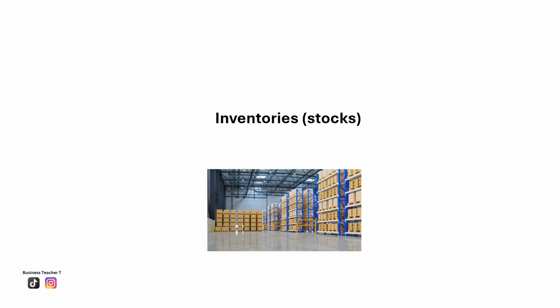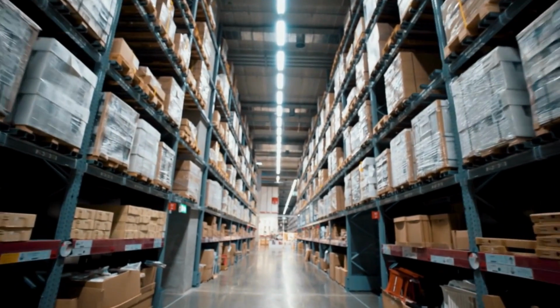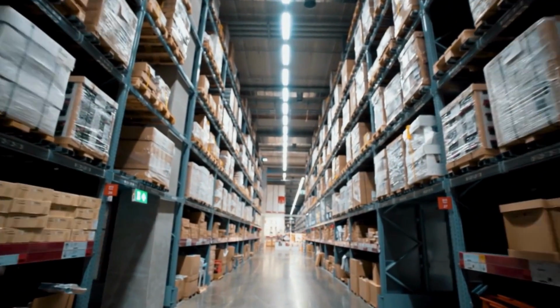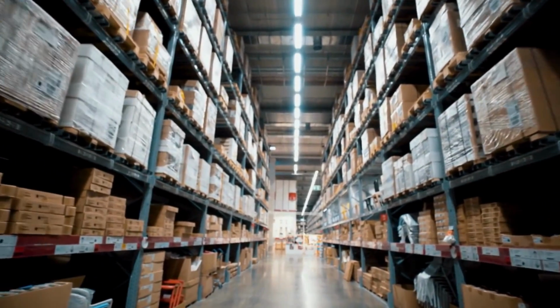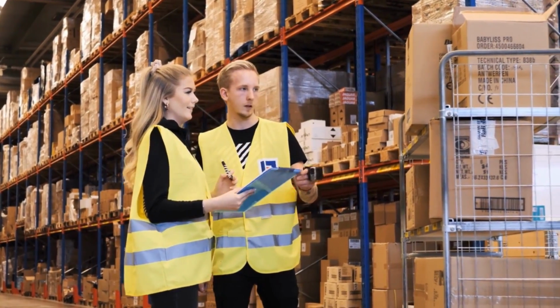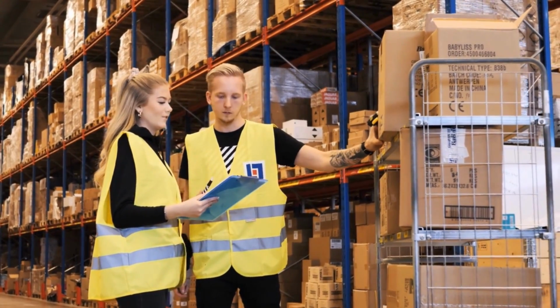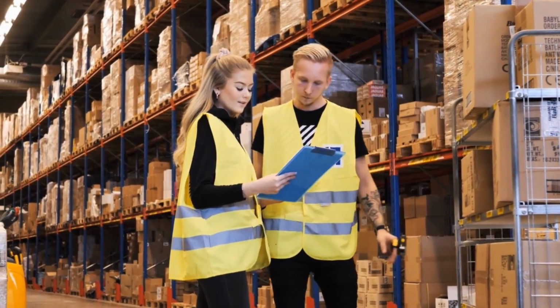Inventories. Inventories, also known as stock, are a type of current asset that represent the goods and materials that a company holds for the purpose of selling them or using them to produce goods for sale. Inventories are considered current assets because they are expected to be sold or consumed within 1 year or within the normal operating cycle of the business.